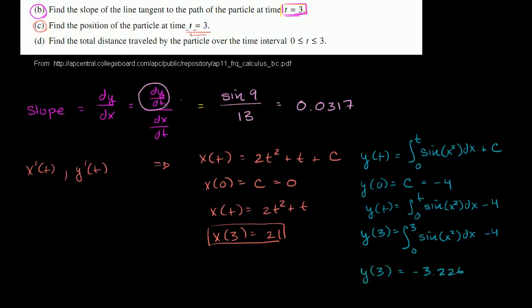So the position of the particle at time t equals 3, if you wanted a coordinate, it would be (21, negative 3.226).